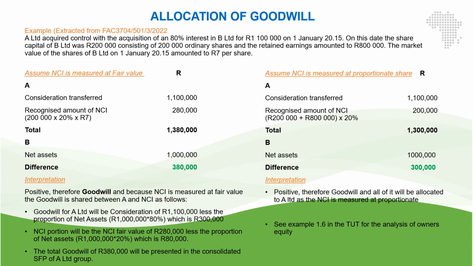And then because this is measured at proportionate share, there won't be allocation between NCI and the parent. So that's the main difference. And then if you prefer the analysis of owner's equity, you can look at example 1.6 in the tutorial letter, where it's laid down nicely for you to look at.